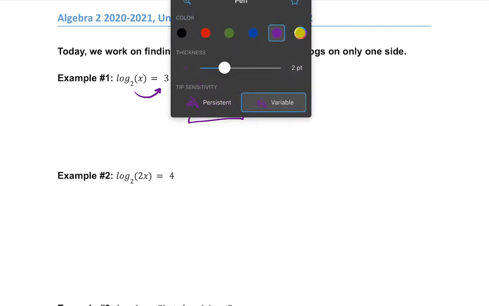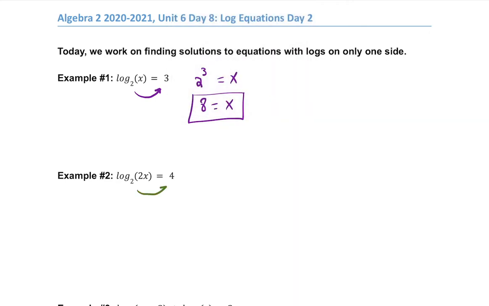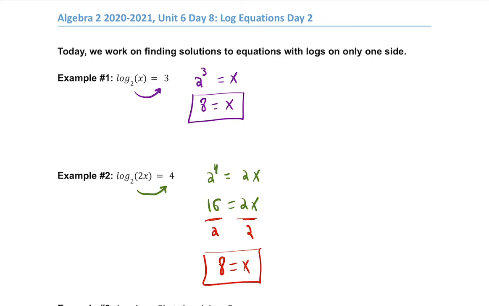And they get harder from there, right? So we'd have some like this, where you just have one more extra step. So 2 to the fourth power is equal to 2x. Well, 2 to the fourth power is 16. And then, again, all that makes this one different is you have to divide both sides by 2, and we'd get x is equal to 8 once again. So same answer there, but different process.